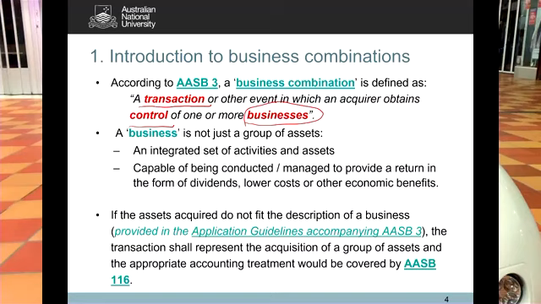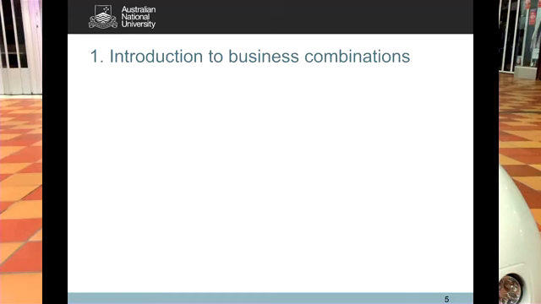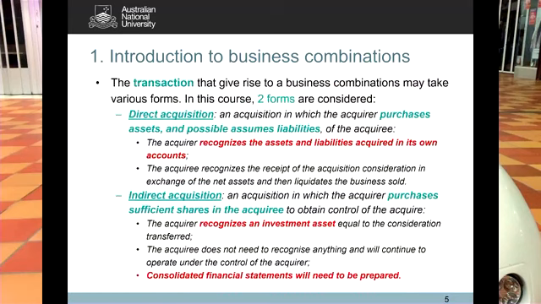You probably will remember what we have learned in Standard 116. That is about PPE, right? So if you simply purchase a group of assets, then that's just the PPE standard. You purchase something, you record it, and that is what you have learned. So this chapter is different from previous ones. This is about business combination. It's not just simply purchasing a group of assets. And when the transaction happens, it gives rise to a business combination.